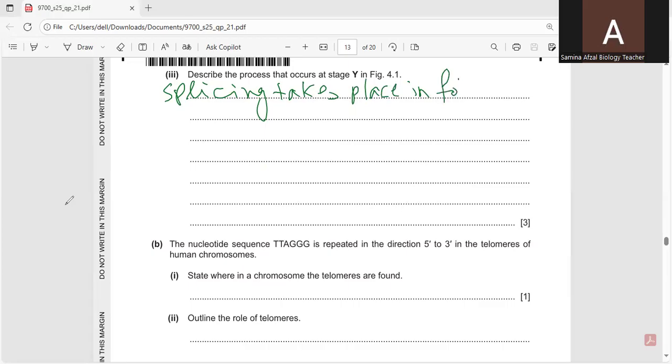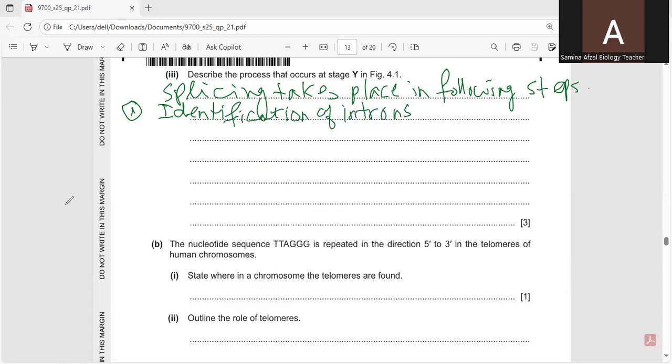In the following steps, the first step is the identification of introns and exons, so the coding and non-coding sequence. In this case, the non-coding sequence is removed and the coding sequences are joined.